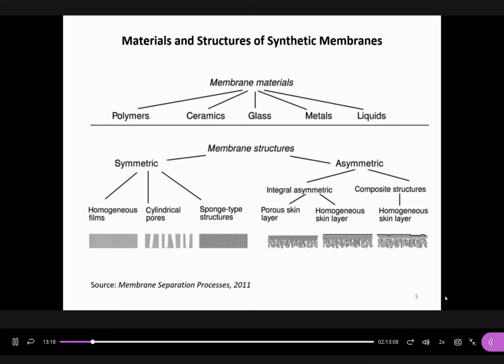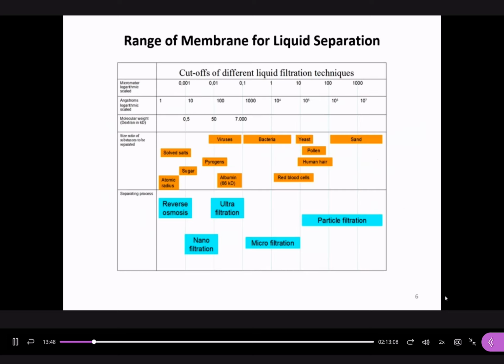They can be integrated, right? So the whole membrane is made of the same material, or they can be composite, right? Different materials, layer on top of another layer, right? So we have a lot of materials to play with, and by doing that, you can make very different membranes. And you see here we have hollow fiber, right? Hollow fiber membrane. We have the flat membrane, different configurations.